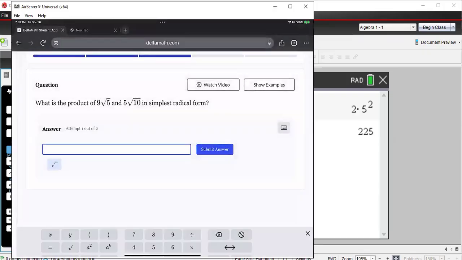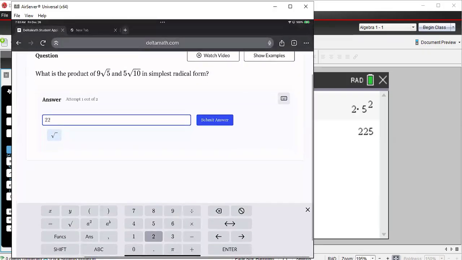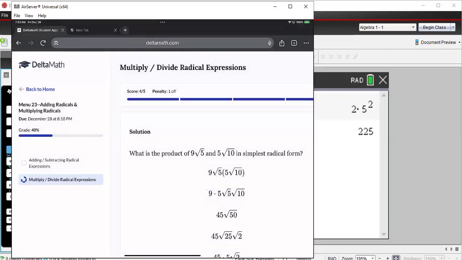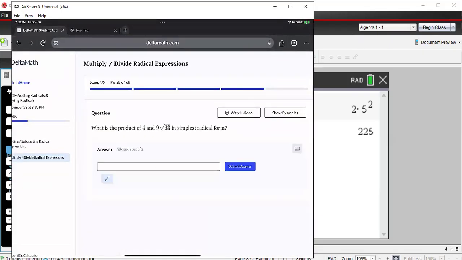So let's go 225 times the square, oops, going too fast. Take your time here. There we go. That's 7 minutes so far. I'm going to do this last one just to kind of close it out.